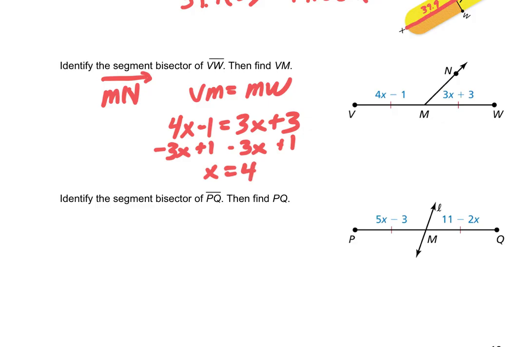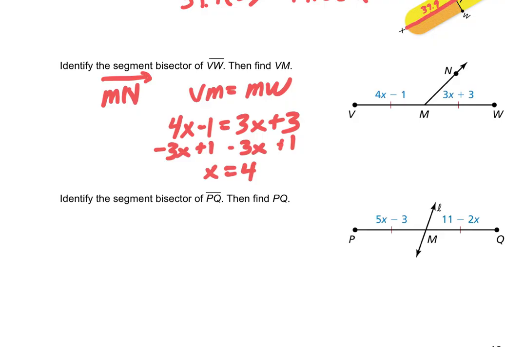Okay. Now, here's the part you've got to be careful of. I keep saying that, but what happens a lot of times is we don't focus on what it is we're actually trying to find. And here it's asking us to find VM. If it said solve for x, we'd be done, right? x equals 4, we're done. But it says find VM. VM is this piece right here. We know that VM is also 4x minus 1.